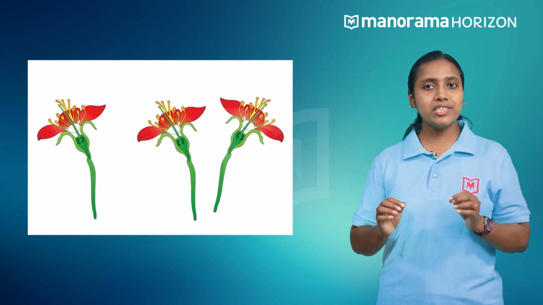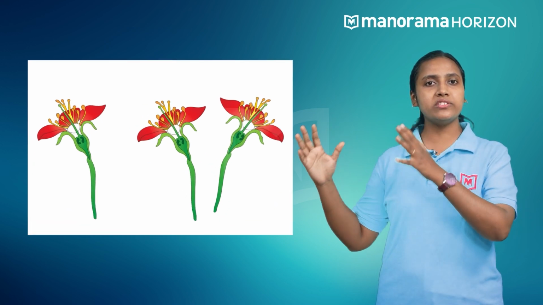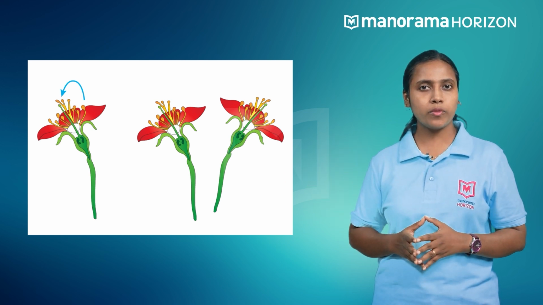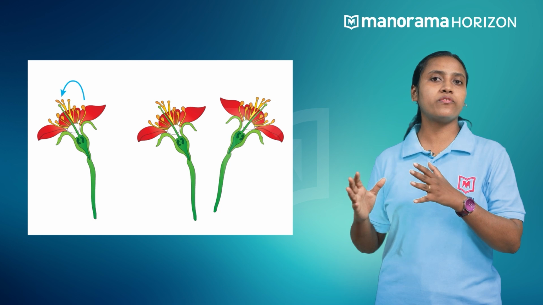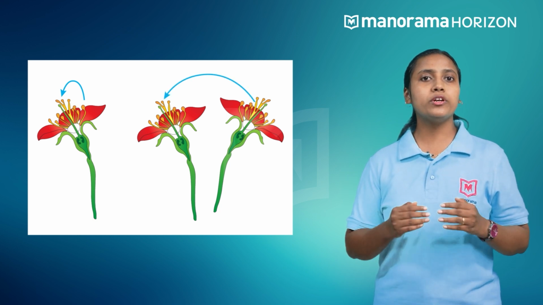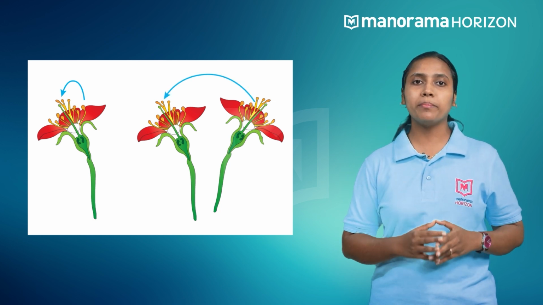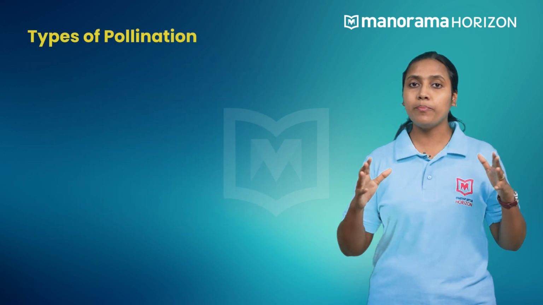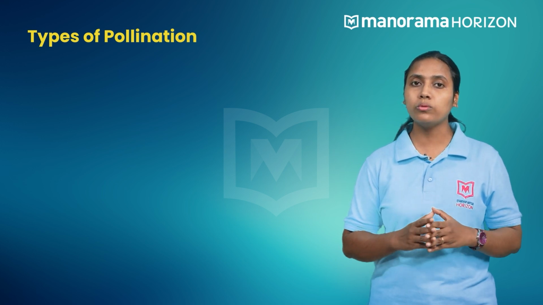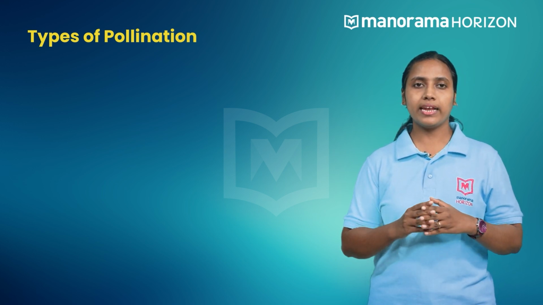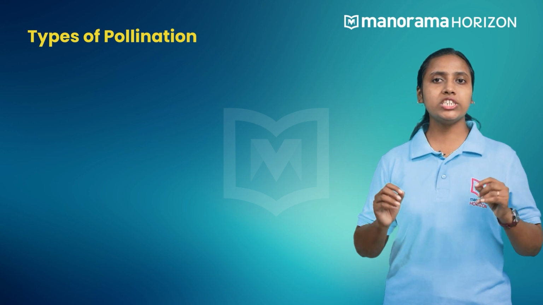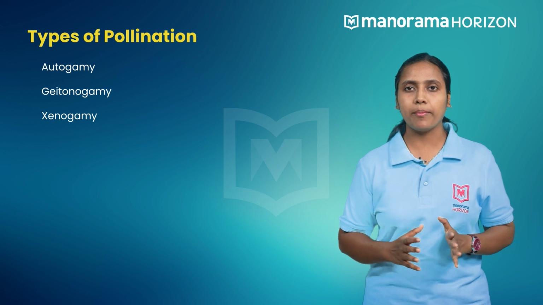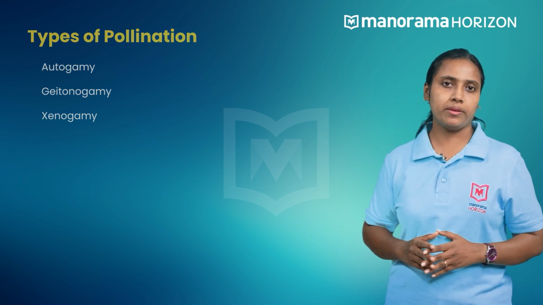Well, does pollination transfer the pollen grains from the anther to the stigma of the same flowers only? Or can the pollen grains from the anther of a flower produced on a different plant be carried to the stigma of a flower? The answer lies in the type of pollination based on the sources of pollen grains. Let us discuss. Pollination is categorized as autogamy, geitonogamy and xenogamy.